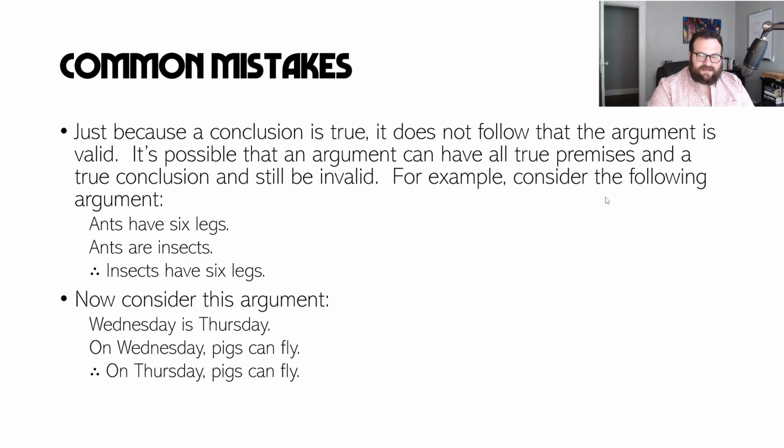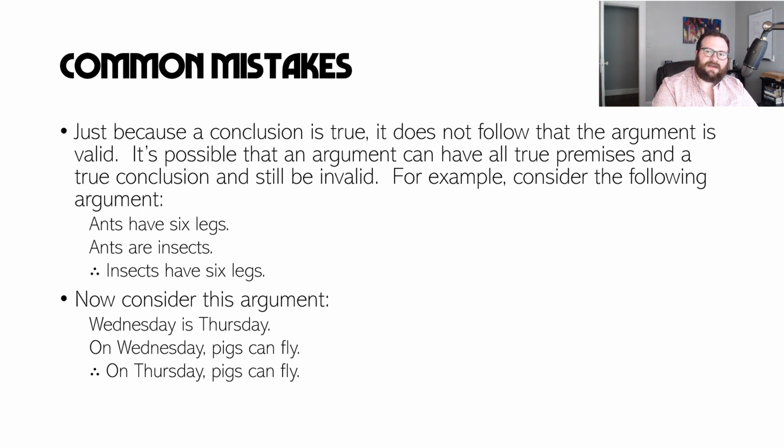Now let's look at this other argument. Right? Wednesday is Thursday. On Wednesday, pigs can fly. Therefore, on Thursday, pigs can fly. Now this argument should clock as unreasonable just immediately, right? Well, this is an absurd thing to say. Wednesday is Thursday? Why would anyone ever say that, right? On Wednesday, pigs can fly? This is just absurd, right? This is all unreasonable, seemingly, right?